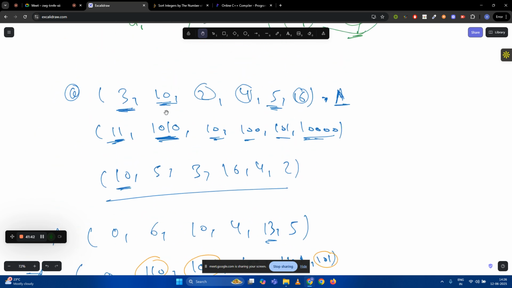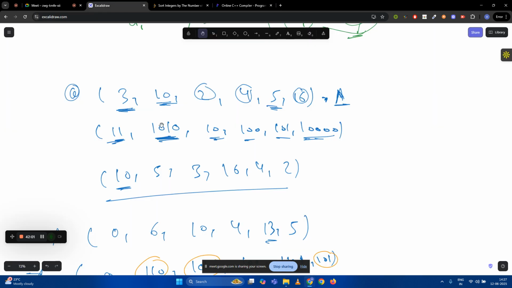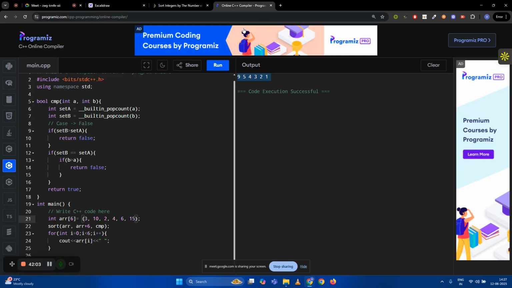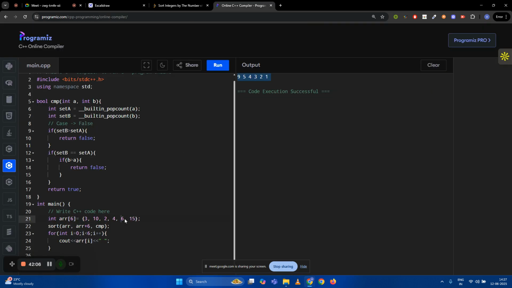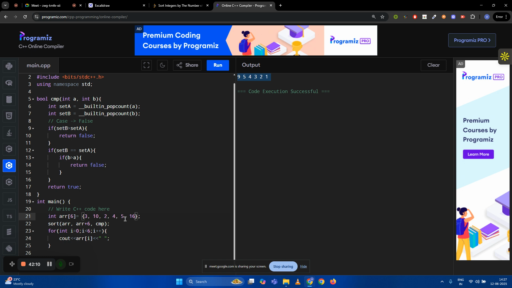Let's take a case of this: 3, 10, 2, 4, 5, 16. Same thing? No, 4, 5, 16. Let's sort it according to the comparator function. Let's see.